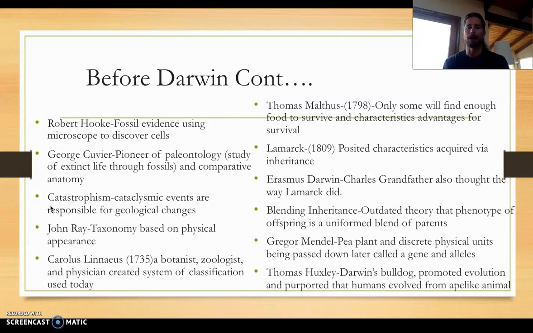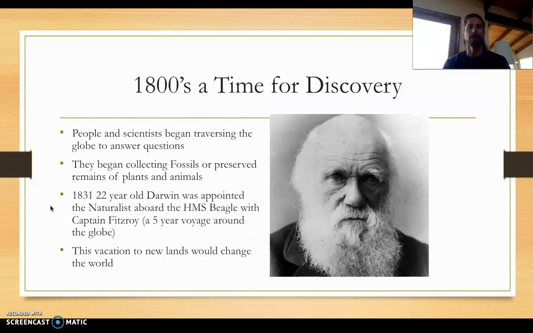Thomas Huxley was Darwin's bulldog, and he promotes evolution and purported that humans evolved from an ape-like animal. So this is early on, 1800. Darwin puts out The Origin of Species in 1859. Huxley is one of the reasons why Darwin becomes way more popular than Wallace, even though Wallace is publishing essentially the same thing on natural selection at the same time. They're in communication. But Thomas Huxley is absolutely a Darwin supporter who does these university tours that really convince everybody that the theory of evolution is Darwin's theory.